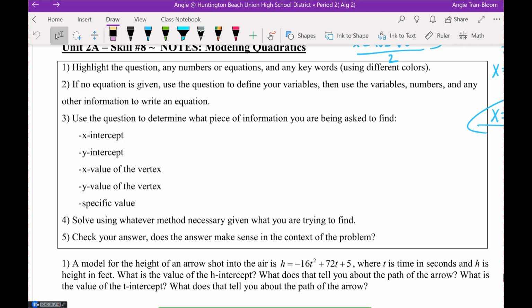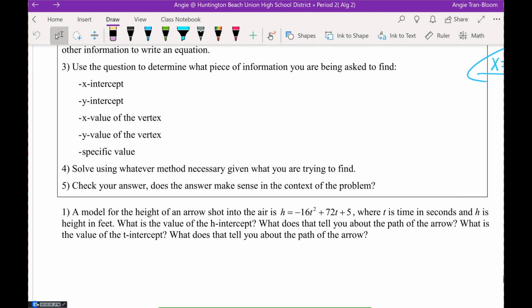If no equation is given, use the question to find your variables. Then use the variables, numbers, and any other information to write the equation. Perfect. Delaney, read number 3? Use the question to determine what piece of information you are being asked to find: x-intercept, y-intercept, x value of the vertex, y value of the vertex, or a specific value. Number 4, Emma P. Solve using whatever method is necessary for what you are trying to find. And last one, Gabe, number 5: Check your answer. Does the answer make sense in the context of the problem?